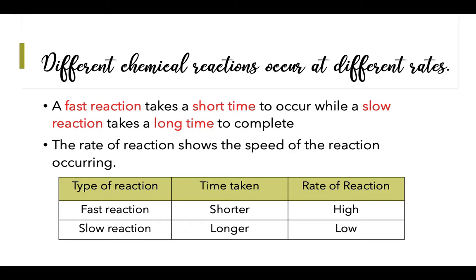A fast reaction takes a short time to occur, while a slow reaction takes a long time to complete. So the rate of reaction shows the speed of the reaction occurring. This table shows the relationship between the type of reaction, whether it is fast or slow, the time taken, whether it is short or long, and the rate of reaction, whether it is high or low. If it is a fast reaction, it will take a shorter time, so the rate of reaction is high. For a slow reaction, the time taken is longer, so the rate of reaction is low. Remember not to confuse fast reaction with high rate of reaction. It is high rate of reaction, not fast rate of reaction, and low rate of reaction, not slow rate of reaction. Fast and slow only refer to the type of reaction.